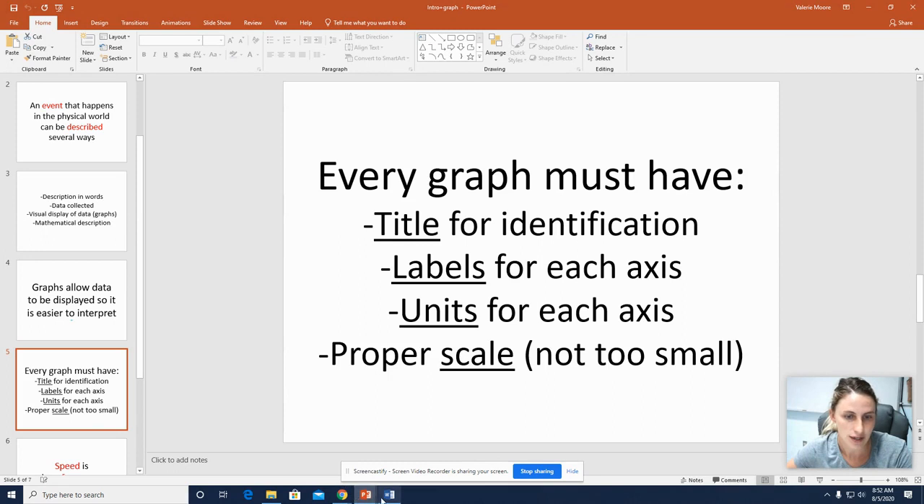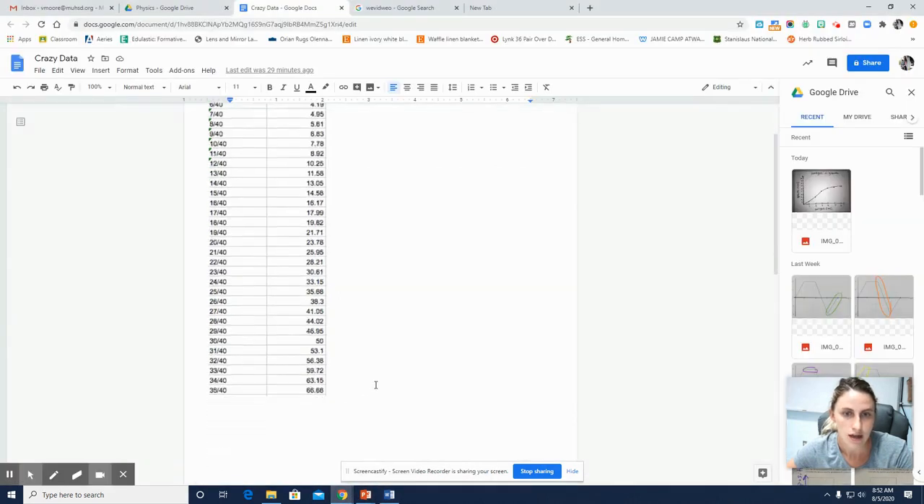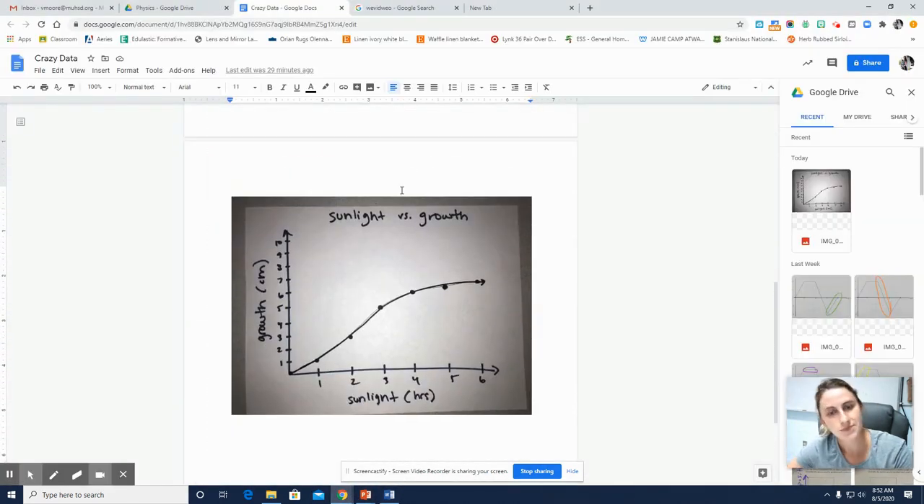All right, so again, what does this look like? I'm going to scroll down here. Here's an example. We have our title here. We have labeled each axis, growth, sunlight, and also the units. And my scale here is appropriate. It looks appropriate for this graph.